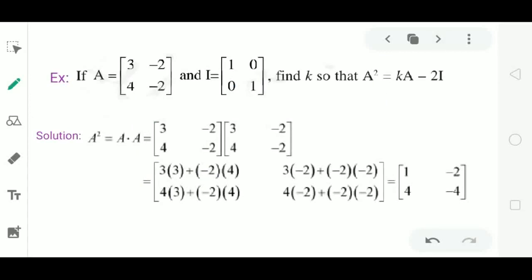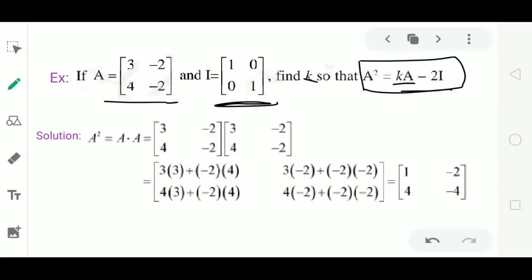Next example. If A is a matrix containing elements 3, minus 2, 4, minus 2 and I is an identity matrix, then find K so that A square is equal to KA minus 2I. They have given the equation. Using this equation, we have to find the value of K. Here K is a scalar which is multiplying to matrix A.